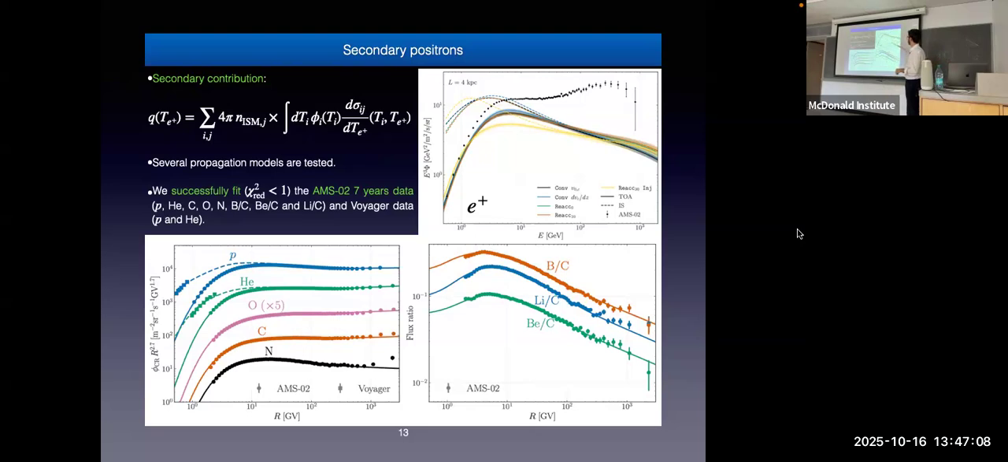And you can see that even if we tested several models, if you want the details of the models, I'm happy to give them to you. But in general, no matter the propagation model that you use, you will always find that the data will be much higher than the secondary positrons, which are this solid line prediction that you get, with a specific focus on this large excess that is here.